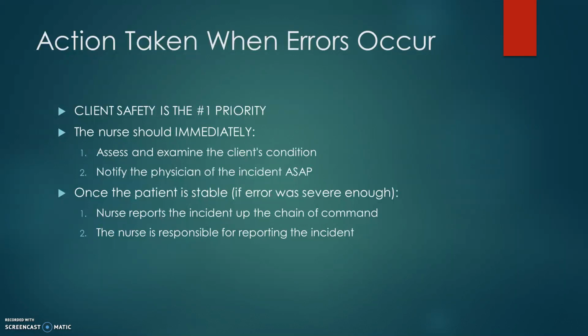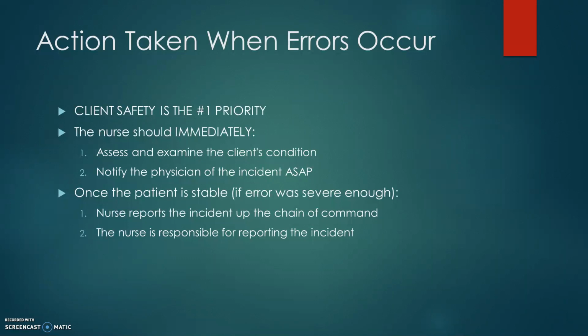And then finally, actions to take when you have errors, because it's going to happen to everybody. So obviously, client safety is the number one priority, and then the nurse should immediately assess and examine the client's condition, notify the physician of the incident as soon as possible, and then when they're stable, if the error was severe enough, that's when you report up the chain of command.